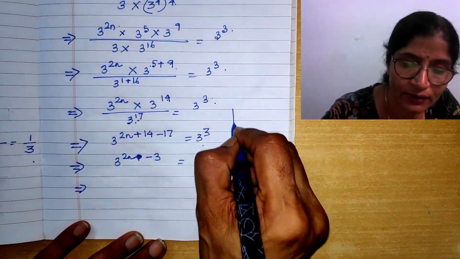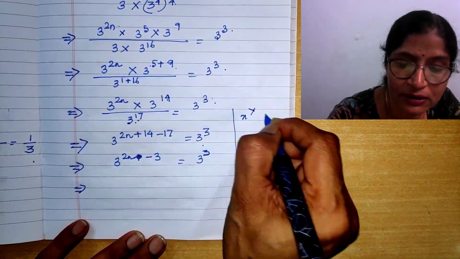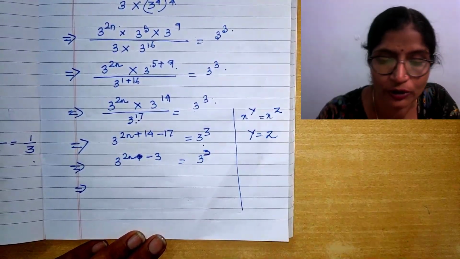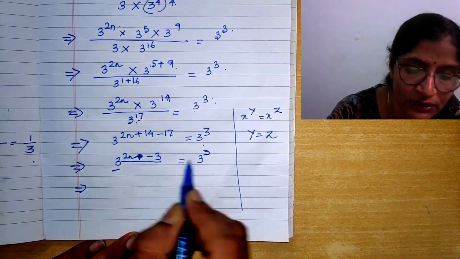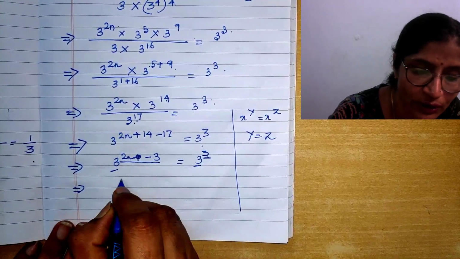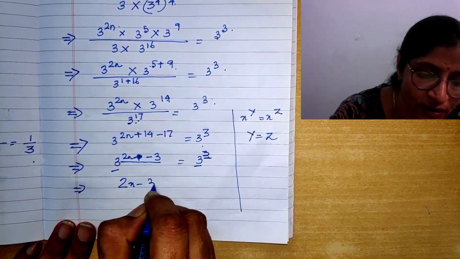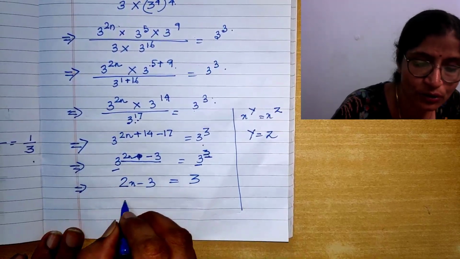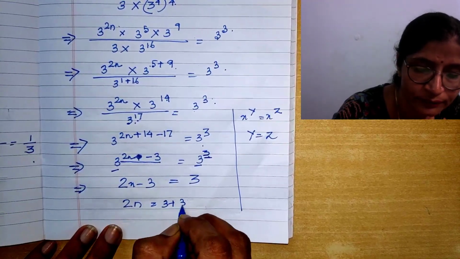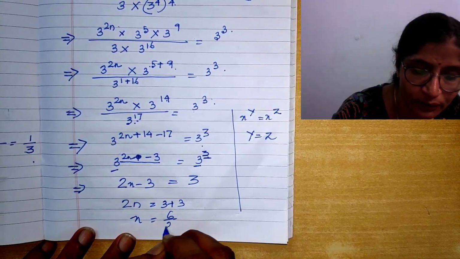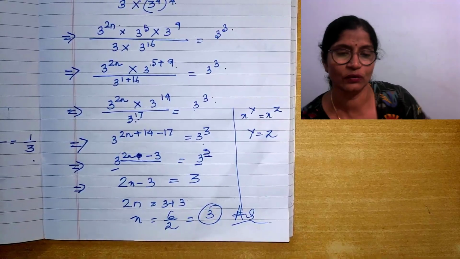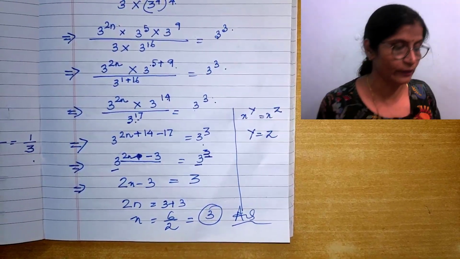Now suppose I write x to the power y is equal to x to the power z, then obviously y will be equal to z. So here also the same thing, so this whole thing is equal to this. So I can write 2n minus 3 is equal to 3. Then 2n is equal to 3 plus 3, 6, divided by 2. So the value of n is 3.